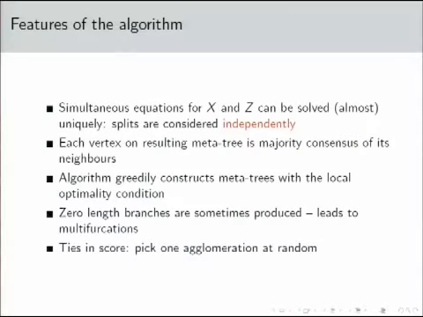Okay, so there are a few interesting features for this algorithm. The simultaneous equations for X and Z could be solved simultaneously. It's not obvious. And you consider each split independently to solve those equations. So it's computationally really quite fast. Each vertex in the resulting meta-tree satisfies this local optimality criterion. And there's a few other points. You can obtain multiplications because you sometimes get zero-length branches. There can also be ties in the score, when you just pick one of these agglomerations at random.